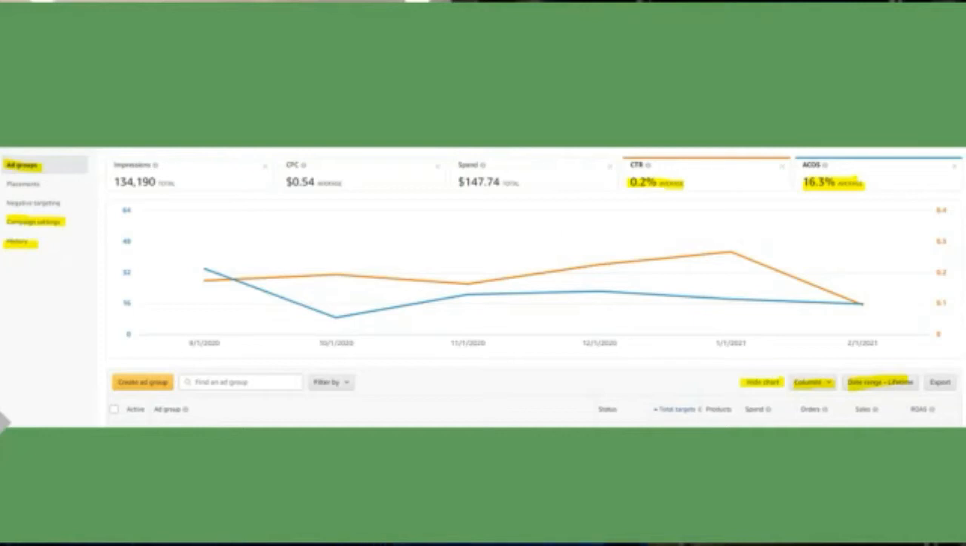You can also see here the click-through rate, 0.2 in this case. You can see the impressions, 134,000. The cost per click that was actually paid, the amount of money spent, the click-through rate, and the ACOS. It's a good, solid 16% ACOS. You can see this is over the lifetime. Looking down at the bottom, this is the lifetime of this particular ad.